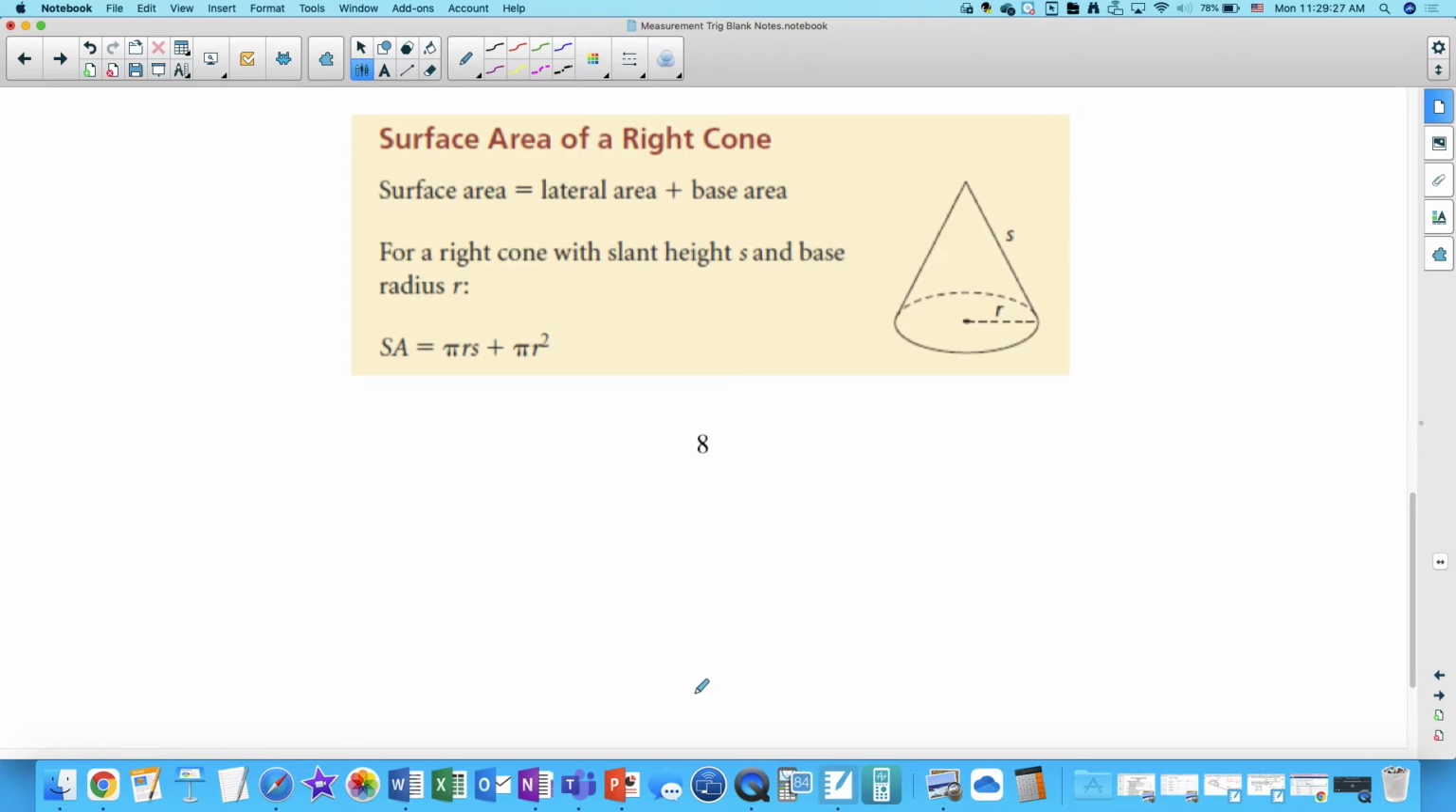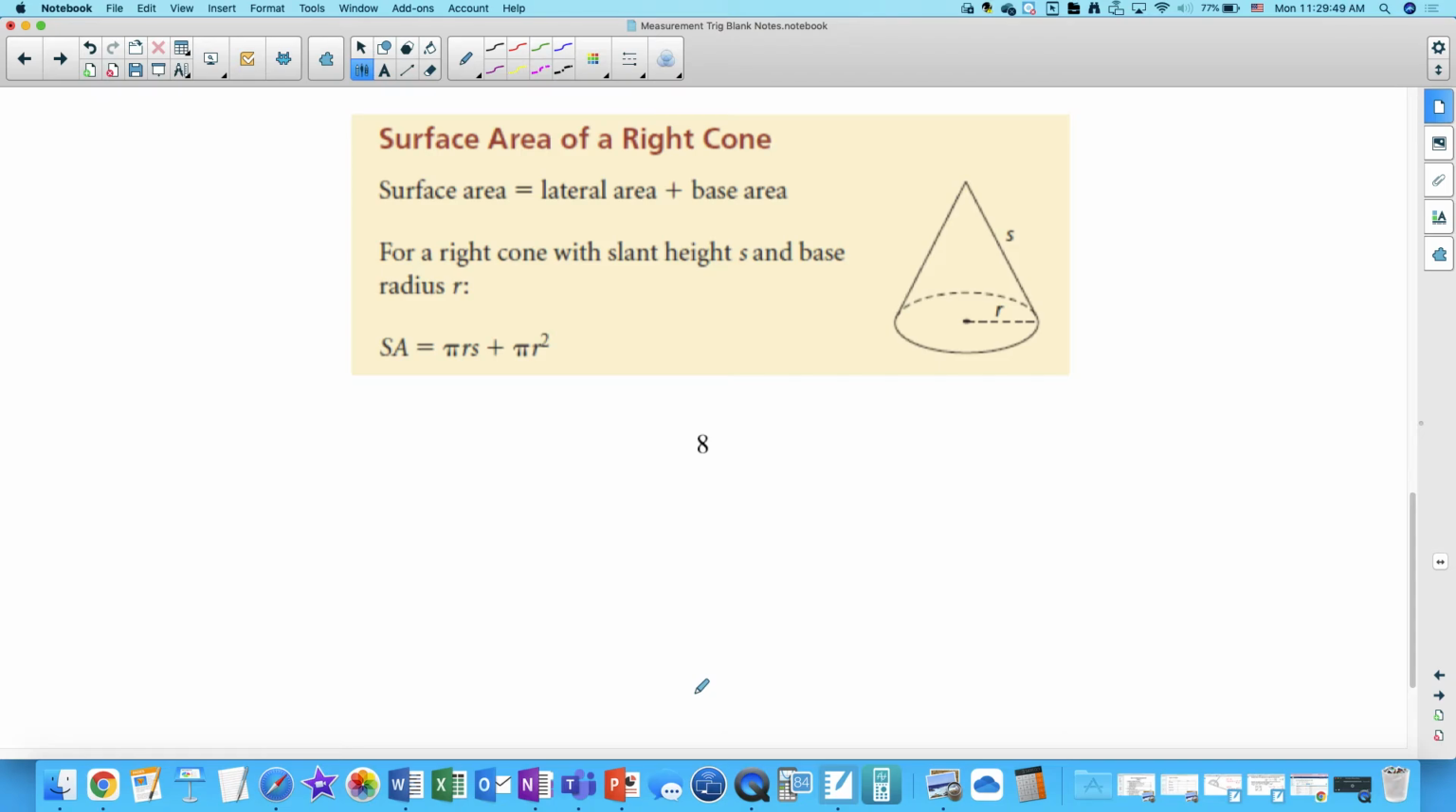A cone, and I've just kind of made one out of paper, usually has two faces to it. This one is empty because I just made it out of paper, but it's got this base that's a circle, and then there's the cone part. Okay, so there's two faces. One of them is a circle. You can see in the formula, part of this is pi r squared, so that's the circular face.